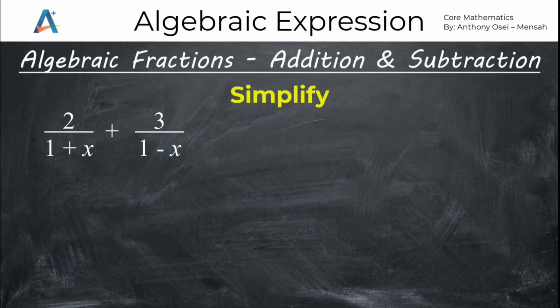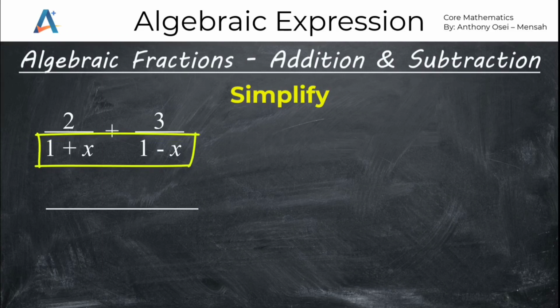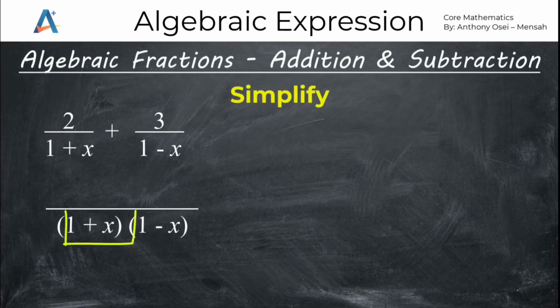Addition needs an LCM. So we'll draw the LCM line and then put the least common multiple, which is the LCM. How do we get the least common multiple? We multiply the denominators. And checking from the denominators, they are variables which are not like terms. So we have to what? Multiply them using the brackets.